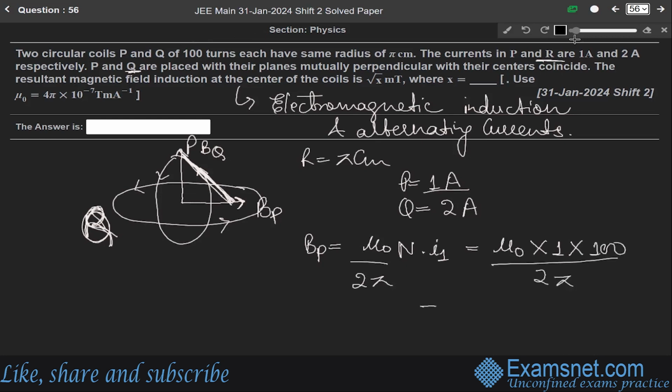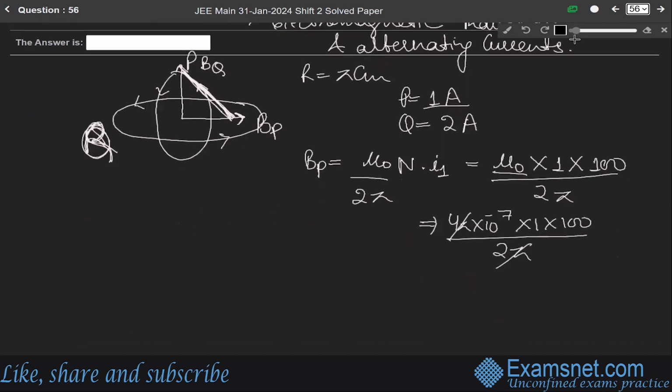Okay, so solving it, we know the value of mu naught is 4 pi into 10 to the power minus 7 into 1 into 100 over 2 pi. This pi cancels out and we get BP as 2 into 10 to the power minus 3 Tesla. Let us say this is equation 1.